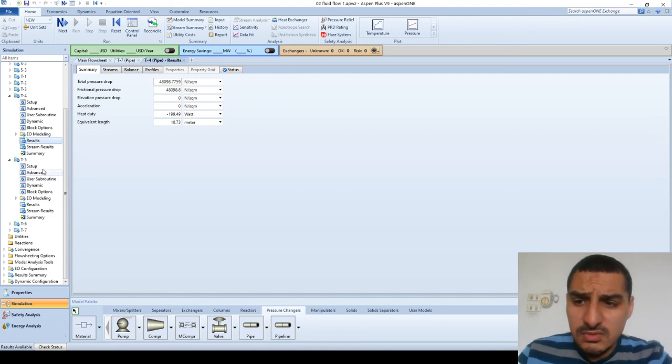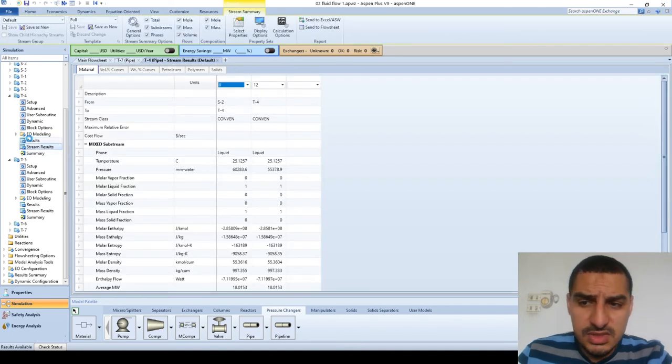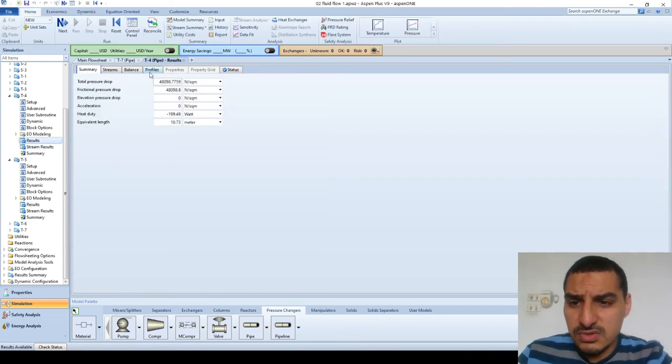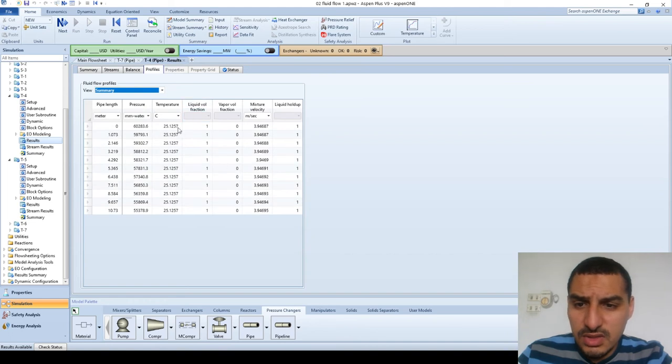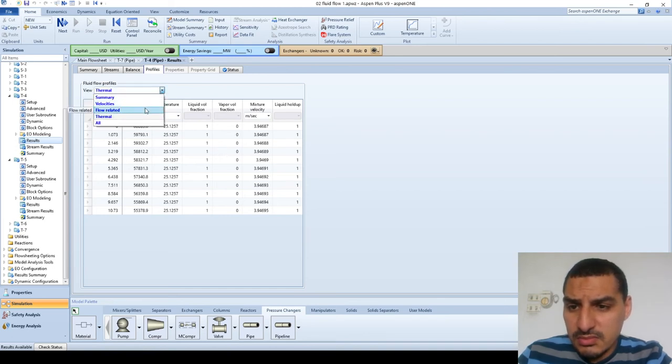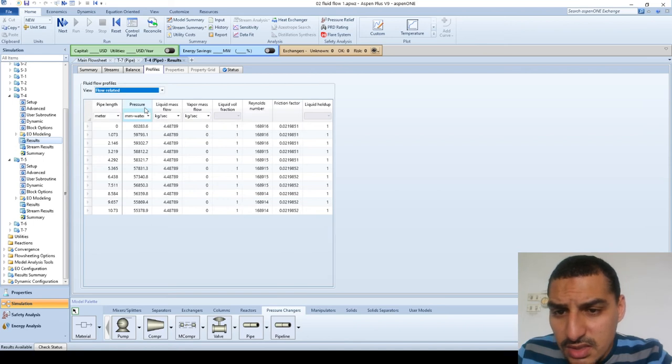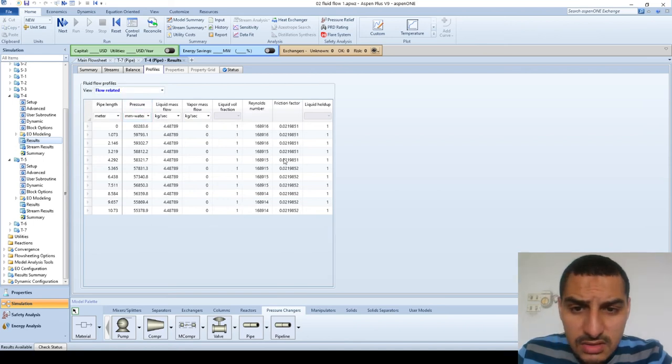This is going to be the same. We wouldn't expect a lot of results here, just the stream results. We can find the pressures, which we can already get from here. We can find the temperature. The velocity is almost 4 meters per second, and I can see the flow-related values: the Reynolds number and the friction factor. These are numbers that we can check from the Excel file.